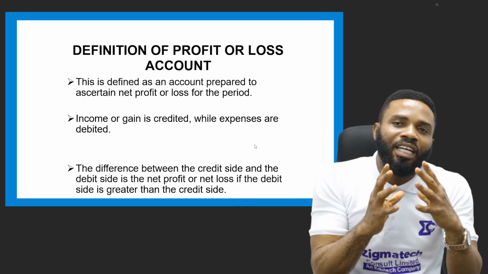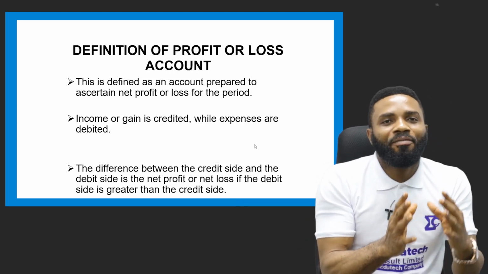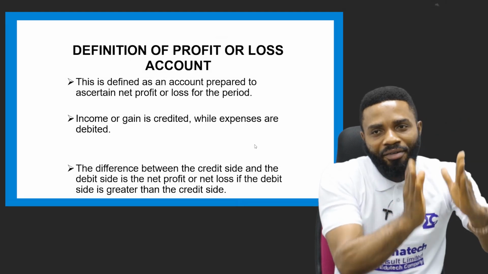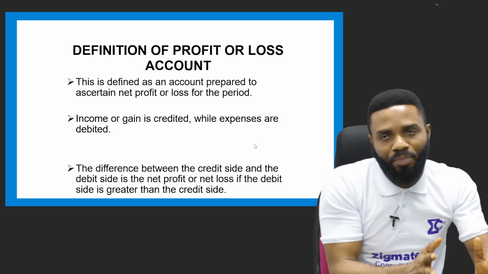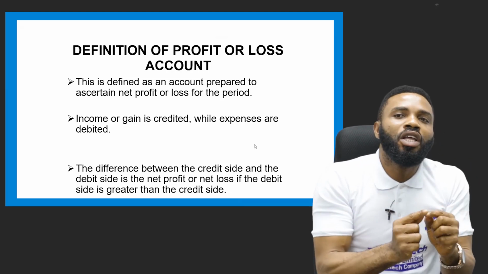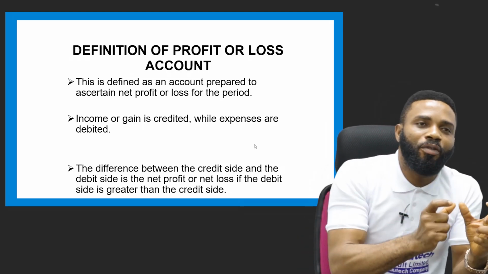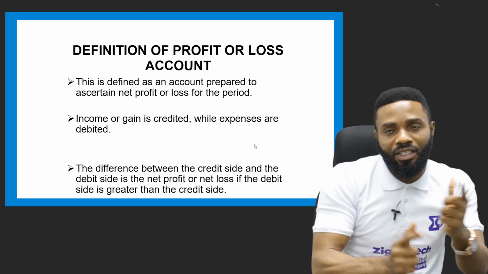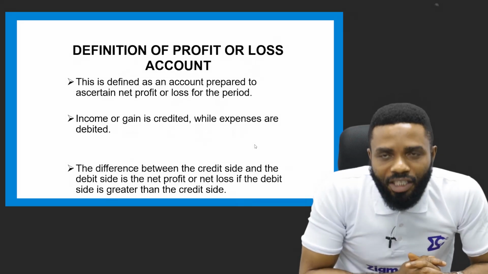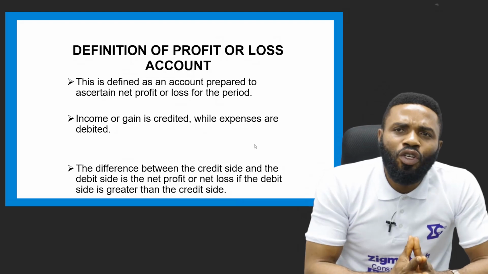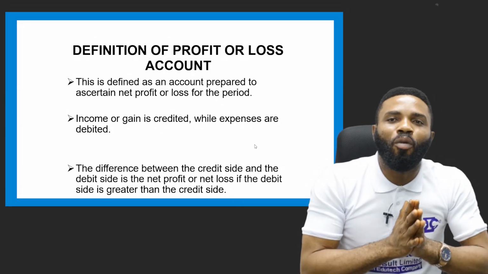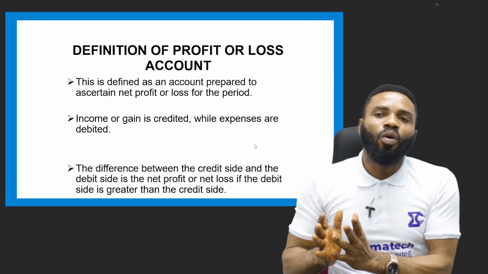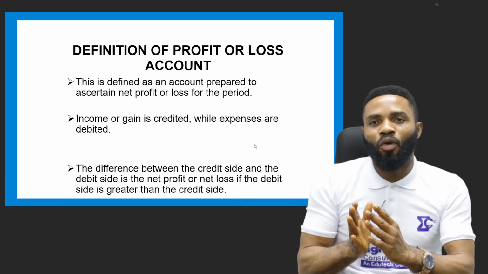So, if you want to determine your net profit, you must have all your expenses arranged, or you must compile all your expenses. And then the difference between your gross profit and your expenses gives you your net profit. And then the second thing you should understand under the definition of profit or loss account is that income or gain is credited while all the expenses are what?